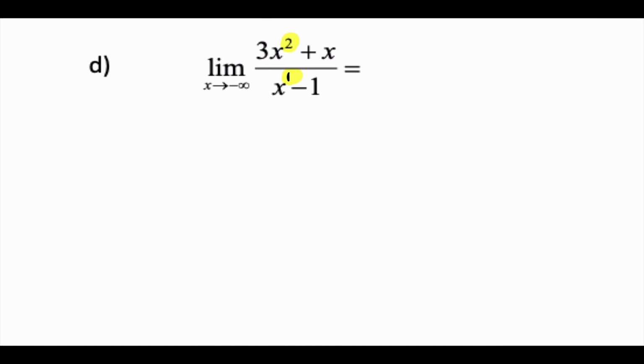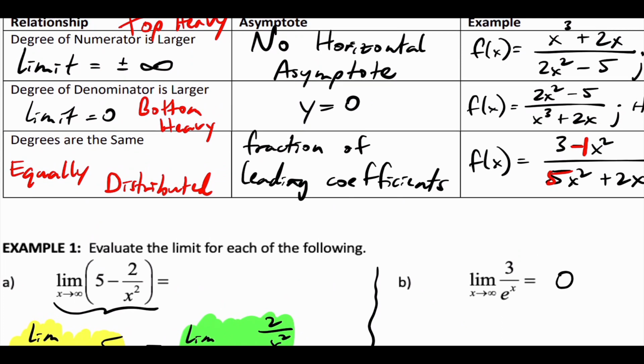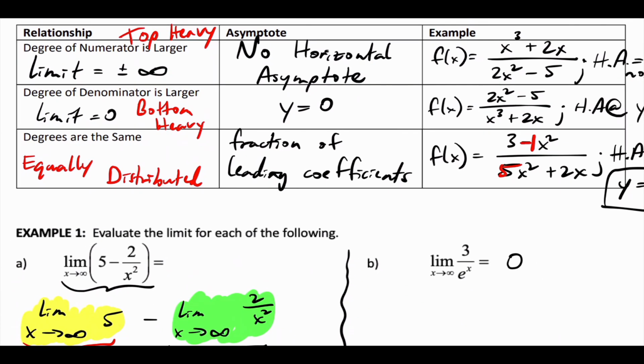So top heavy says the limit is going to approach either positive infinity or negative infinity. It's going to approach one or the other. So our answer is going to be either one of these two guys. It's not going to have a horizontal asymptote. But it didn't ask us about a horizontal asymptote. But it said it's going to approach positive infinity or negative infinity. Okay, so how do we figure out which one?